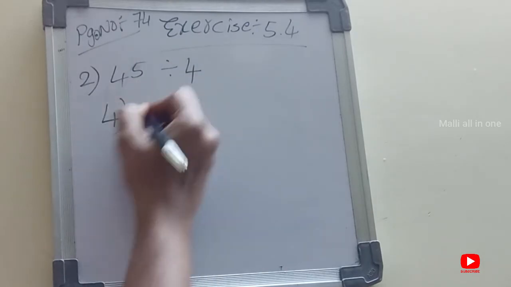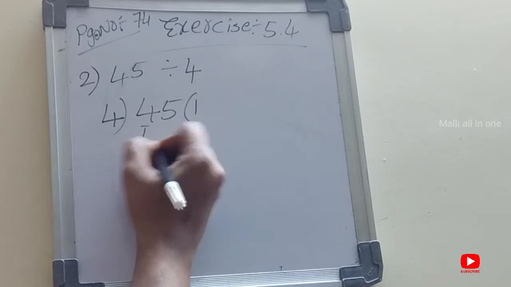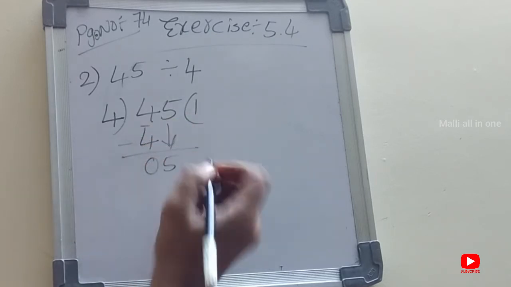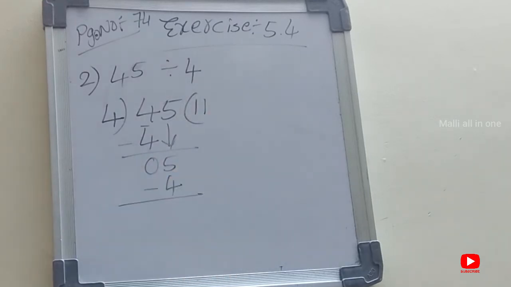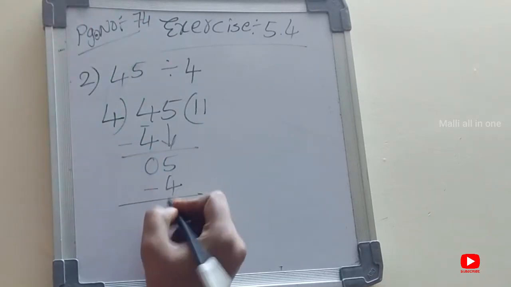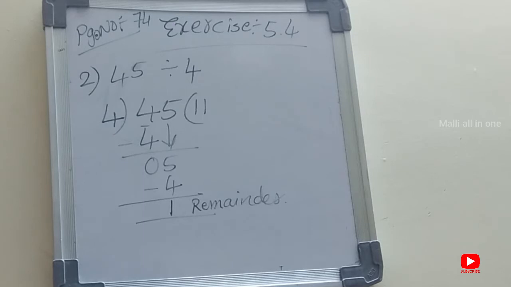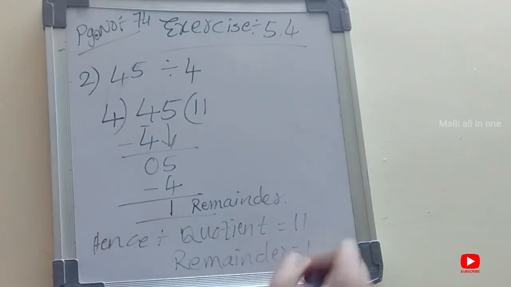In the 4 table, first you should take one digit. 4 1s are 4, so 4 minus 4 is 0. This 5 comes down. Now 4 1s are 4 again. Why? Because 4 2s are 8, and 8 is a bigger number than the given number. So we have to take the smaller number. 4 is smaller than 5. So 5 minus 4 is 1. The remainder is 1; directly I should write here: quotient equals 11, remainder equals 1.